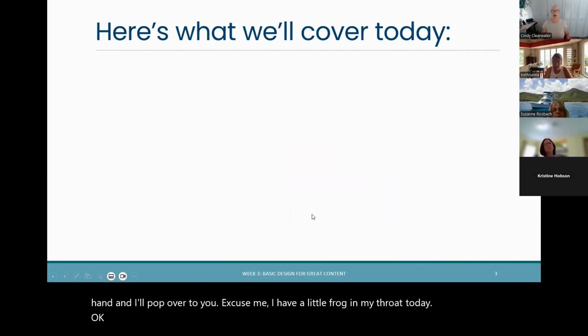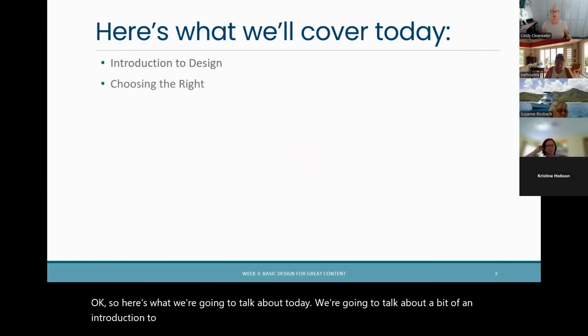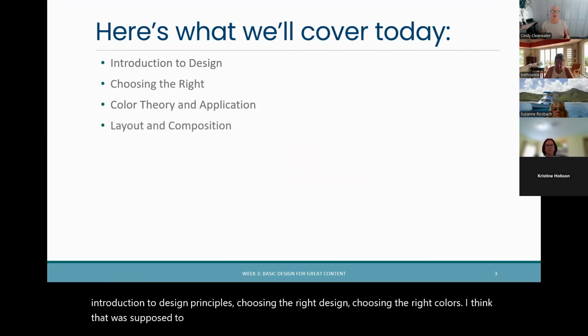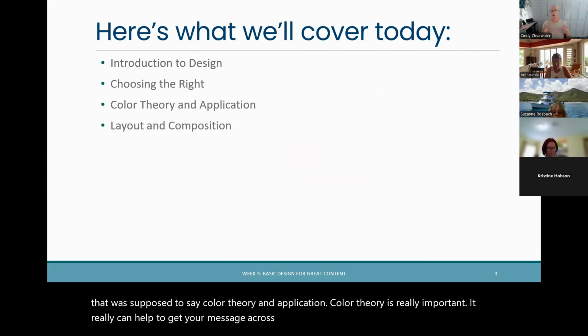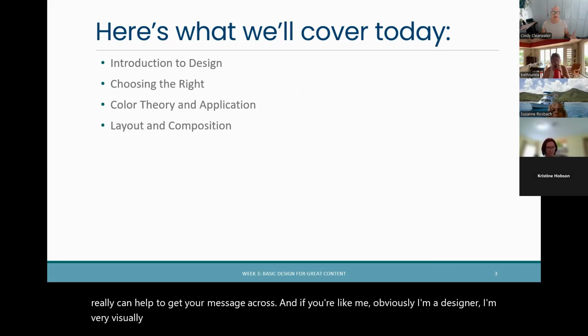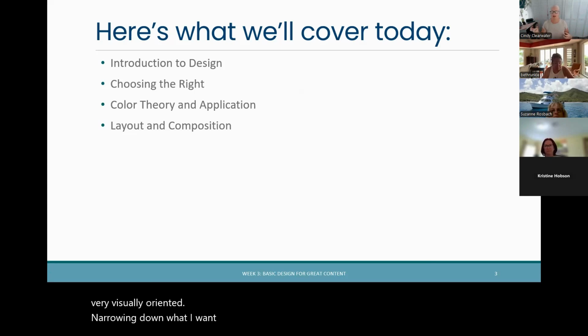Okay, so here's what we're going to talk about today. We're going to talk about a bit of an introduction to design principles, choosing the right design, choosing the right colors, I think that was supposed to say, color theory and application. Color theory is really important. It really can help to get your message across. And if you're like me, and obviously I'm a designer, I'm very visually oriented, narrowing down the colors I want to use for my design can sometimes be really hard, but when I apply color theory to it, it can really help.